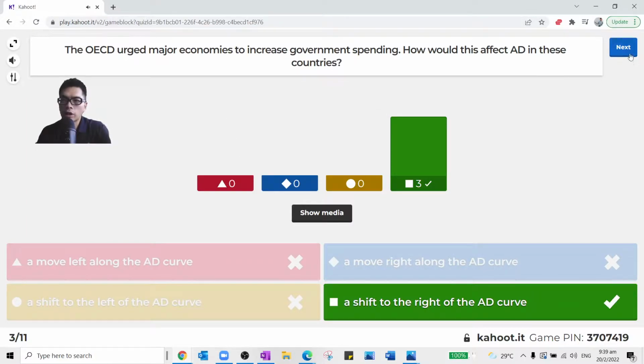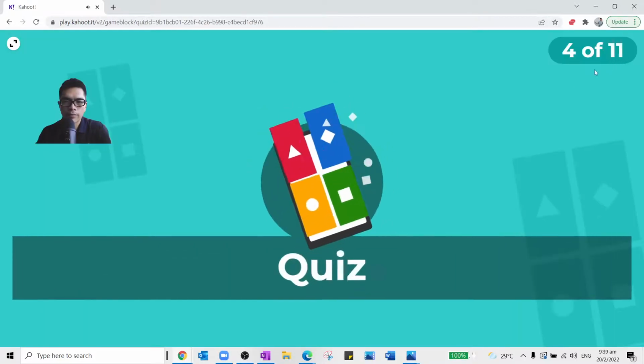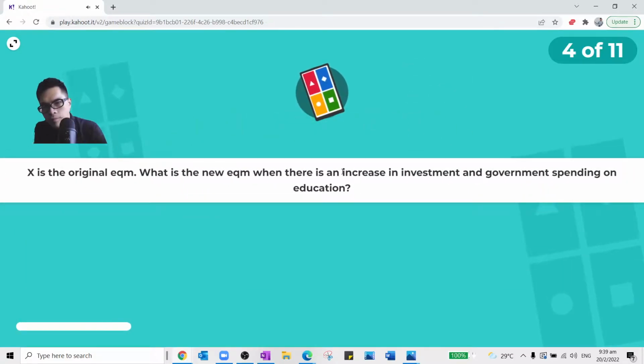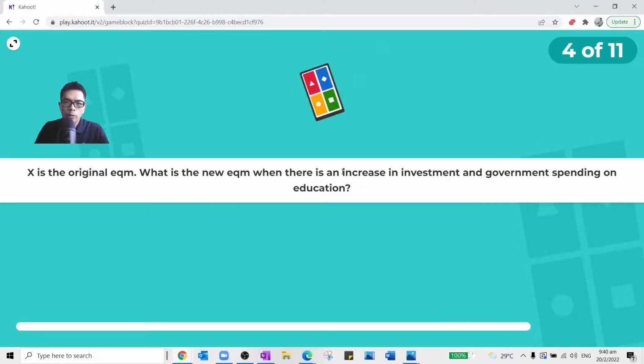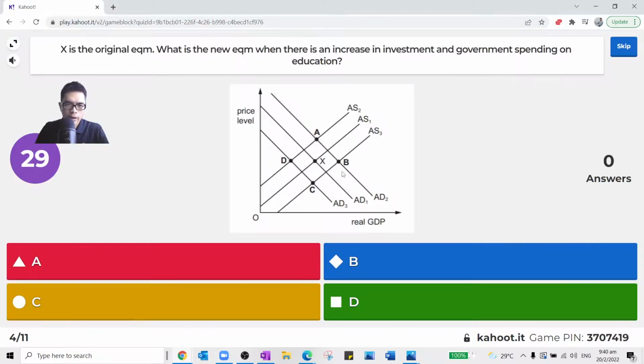Okay, so this is a shift. Great, everyone is getting that right. Hey, focus on government spending on education, right? That's my hint for all of you.